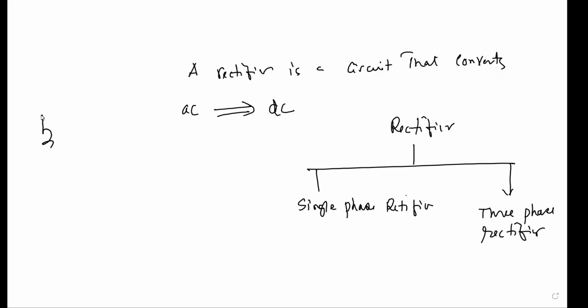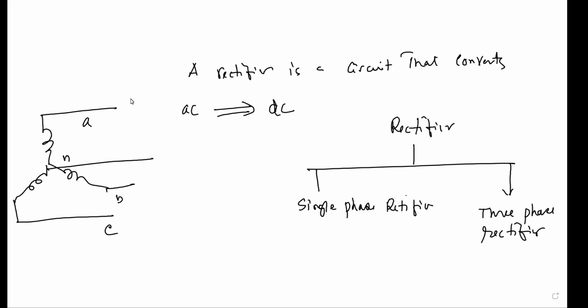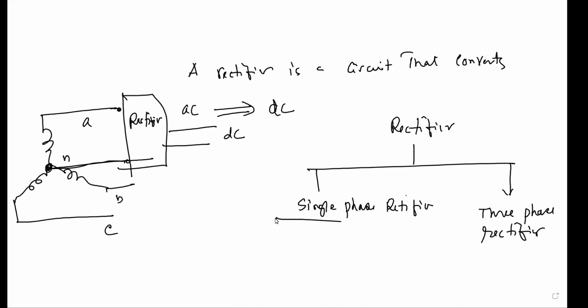Single phase means, I hope you have already learned this from your power system. So this is the Y connected side of the three phase transformer. Suppose this is A phase, B, and this is C. If we connect the rectifier from here, and take this output here, so this is single phase, right? You understand? If we take the single phase line, then it will be a single phase rectifier.